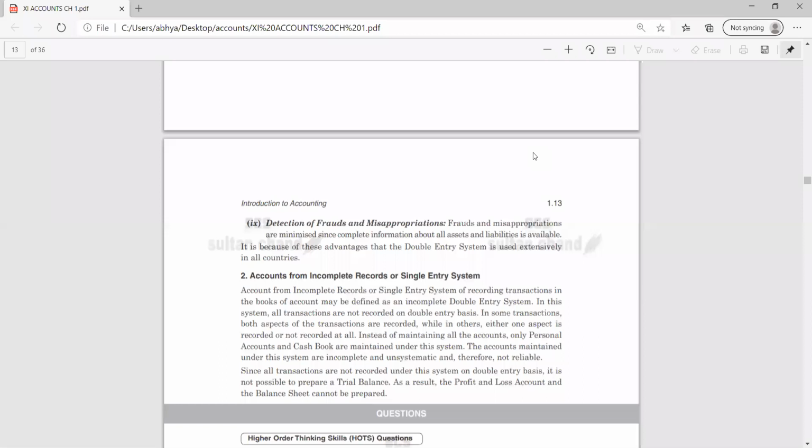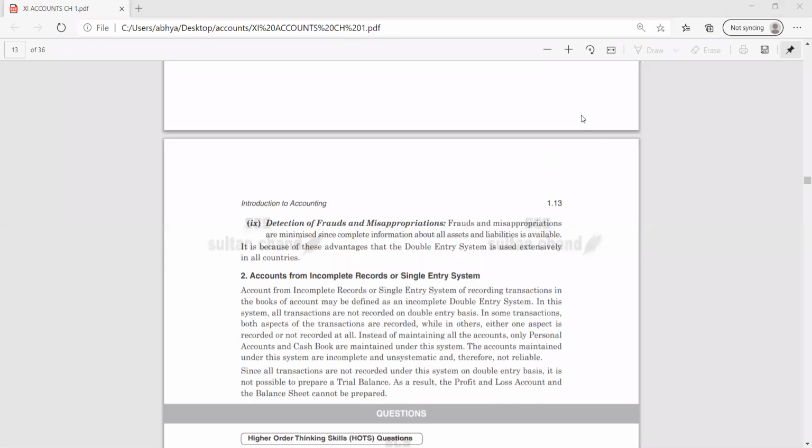Why am I telling you that it is known as accounts from incomplete records? Because both the aspects of the transaction are not recorded. Sometimes only one aspect is recorded, sometimes no aspect is recorded, and sometimes two aspects are recorded. So that's why it is known as the single entry system.